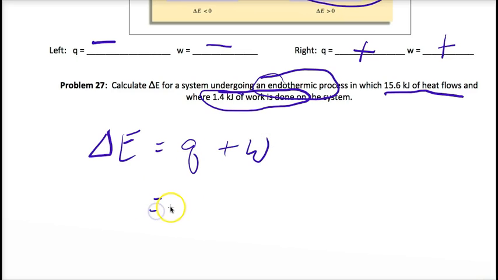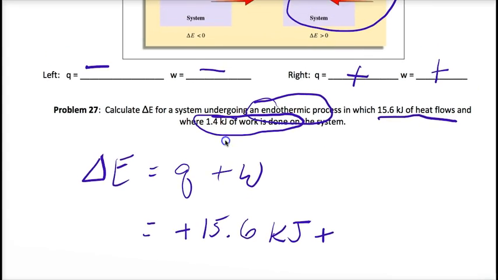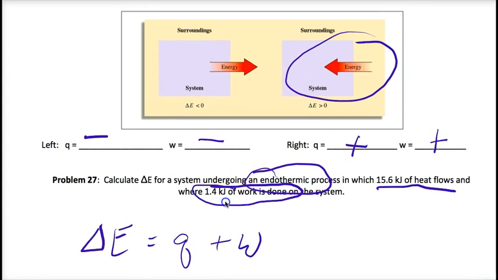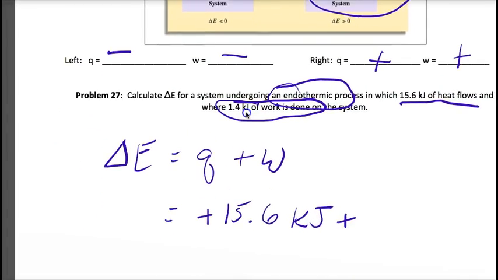Q is endothermic. What do you think that's going to be? Okay, hopefully you said positive 15.6 kilojoules of energy. And now what is going on next? Work is being done on the system. Well, look up here. What's happening? Work is being done into the system. Energy is flowing into the system.